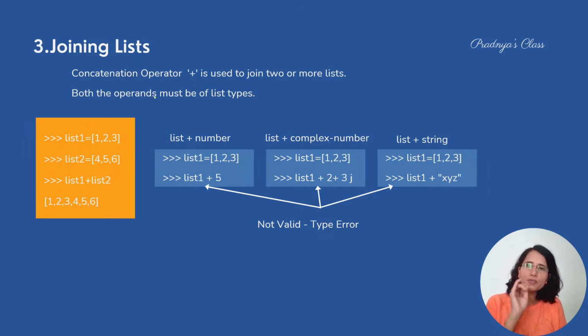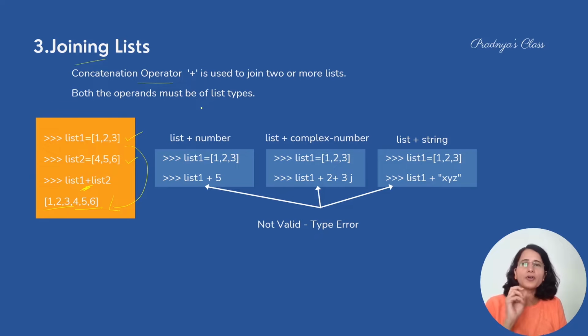The next operation we want to perform on lists is joining two lists. For joining, we are using the concatenation operator. This we also studied in detail in the string data type. It works in a similar manner. So let's consider the example. This is list1, this is list2, and I am using the plus operator to combine both lists. So the elements of both lists will get combined. When we print it, we can see these are the elements of the first list followed by the elements of list2.